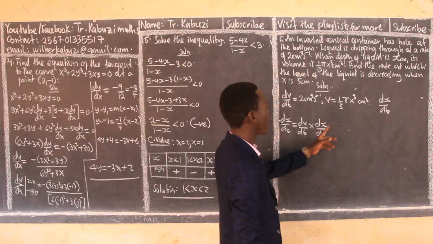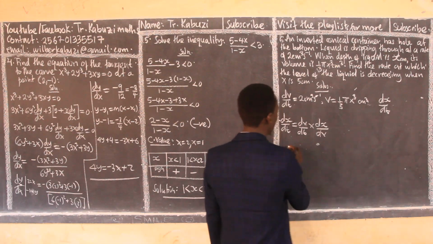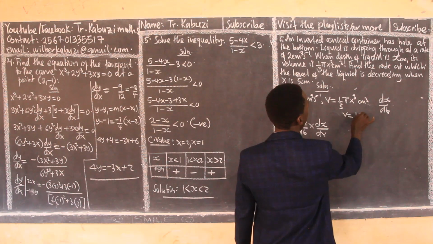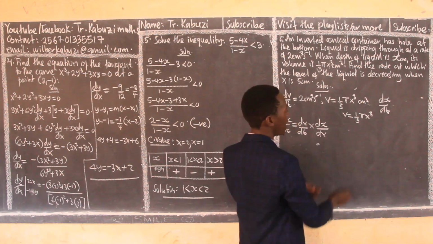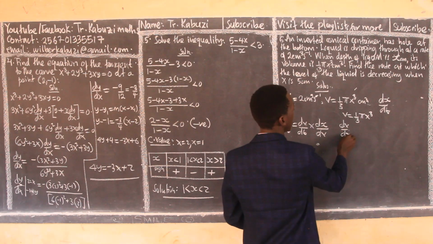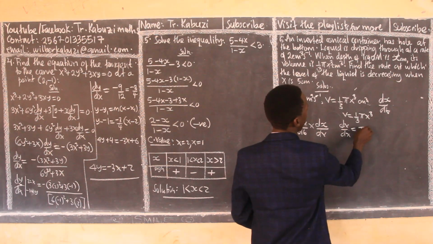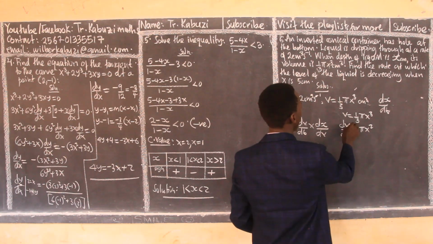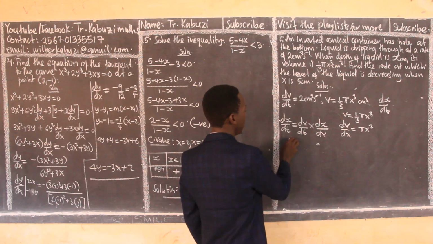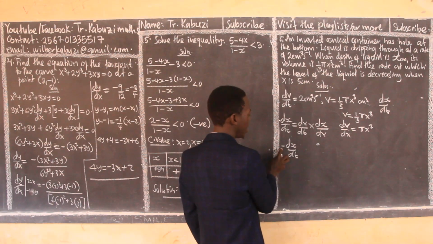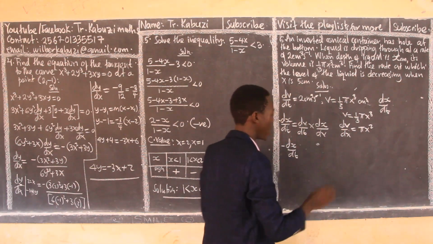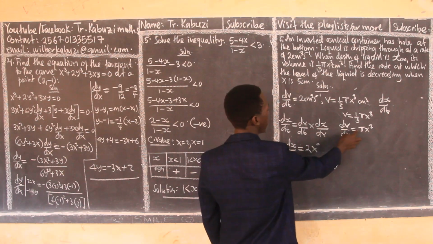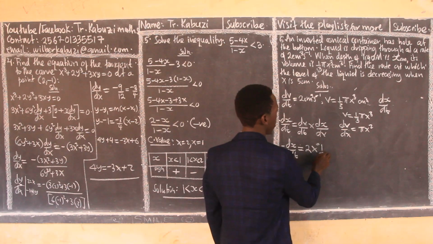So now, from here, our V is a third pi x cubed. I need dV/dx, so my dV/dx is going to be pi x squared. Now I need its reciprocal. This is dV/dx. So this will be negative dx/dt. I'm putting this negative because it's a decreasing rate. This will be dV/dt, times now the reciprocal of this, which will be 1 over pi x squared.